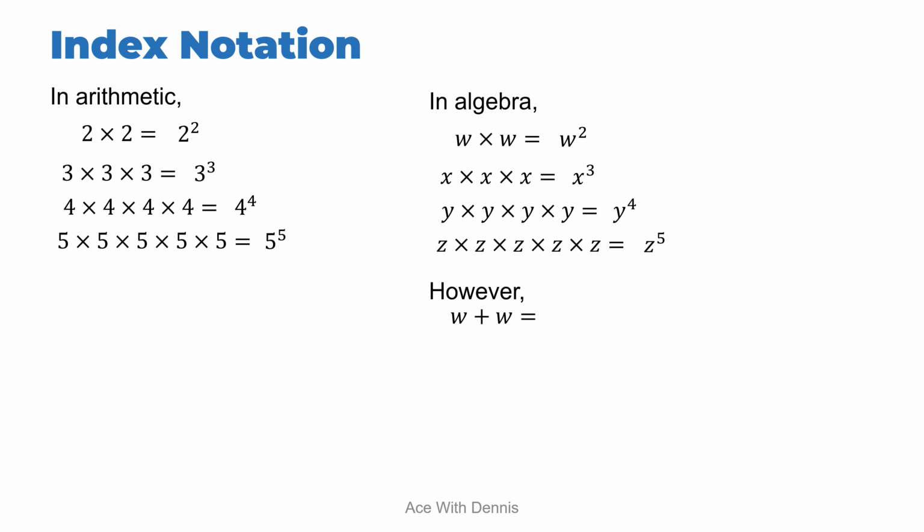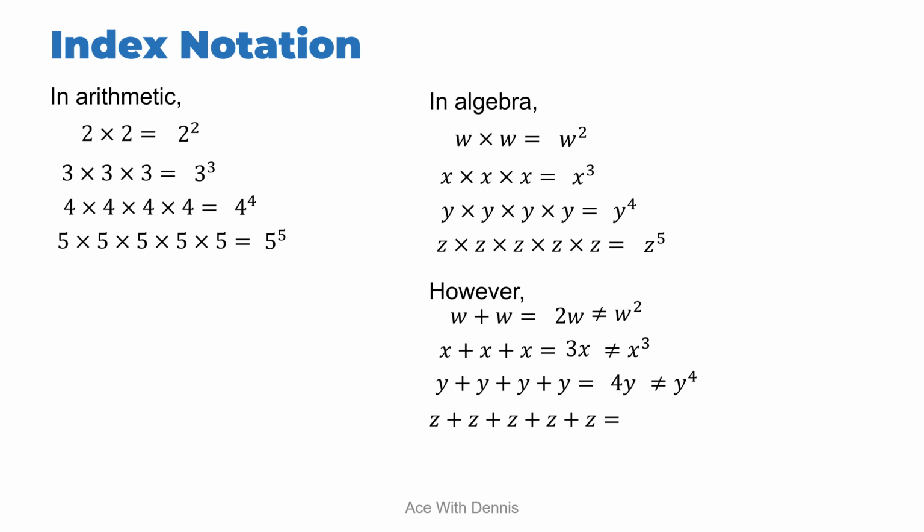However, w plus w can be written as 2w but not w squared. x plus x plus x can be written as 3x but not x cubed. y plus y plus y plus y can be written as 4y but not y to the power 4. z plus z plus z plus z plus z can be written as 5z but not z to the power 5.